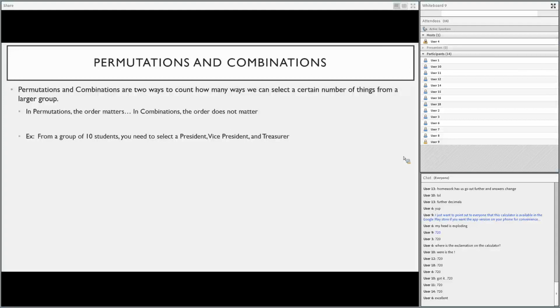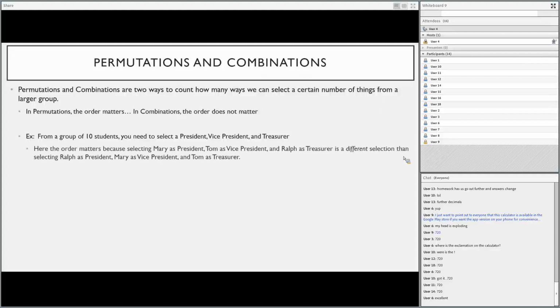So what that means is if you are selecting things and the order in which you select them matters, so if you select A and then secondly select B, that is a different selection than selecting B first and then A second. If selecting them in a different order gives you a different outcome, then you have a permutation. If selecting them in different orders does not change the outcome, then you have a combination.